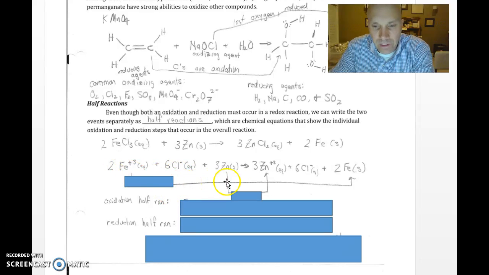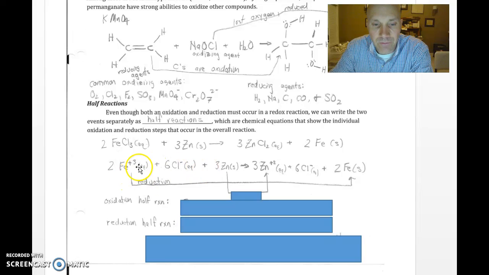Okay, so taking a look at this overall reaction, can we spot the separate oxidation and reduction processes that are happening? Let's trace this iron right here. It's going from iron plus 3 to iron neutral or iron 0. If you take a look at the oxidation numbers, which in this case would be the same as the charge, you're going from a plus 3 to a 0. So the charge is literally being reduced. So that would be the reduction.